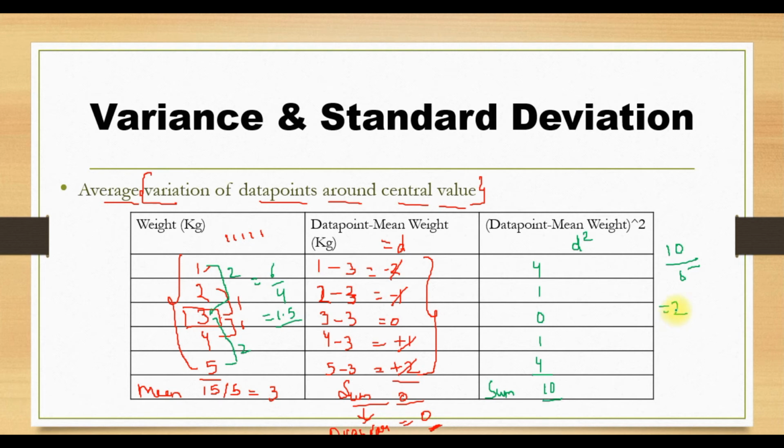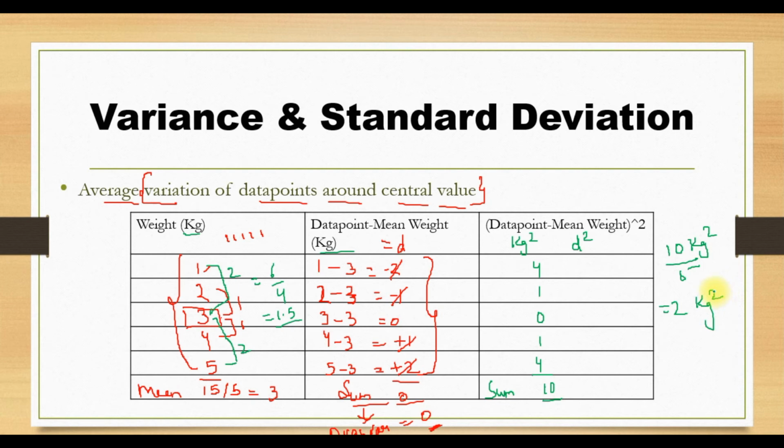But remember one more point: the moment we took the square of deviations, its unit also got squared. The unit of weight was kg. The unit of the difference between the data point and its mean value is also kg. But when we square the values, the unit also gets squared. So the unit here will be kg square. So this is 10 kg square divided by 5, so variance is 2 kg square.